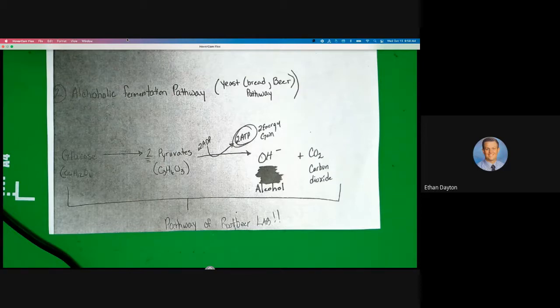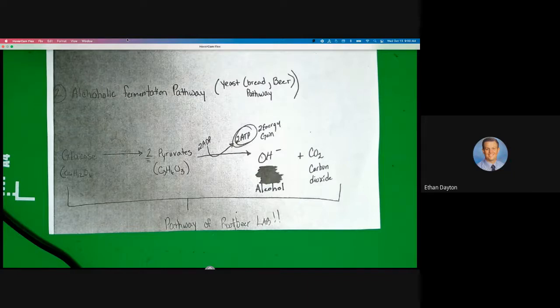Before that, though, oxygen. Yes, thank you, Bella. The oxygen is going to be gone, right? If you were to stay in a closed area for a long period of time, eventually you run out of oxygen. So eventually it runs out of oxygen and cannot perform cellular respiration anymore. That brings us to alcoholic fermentation.